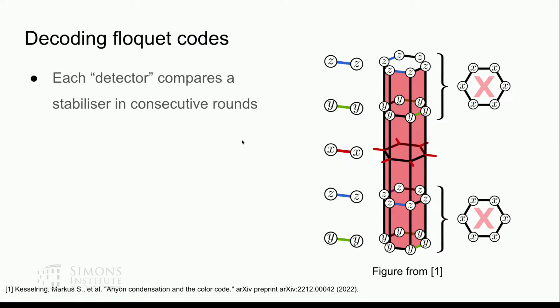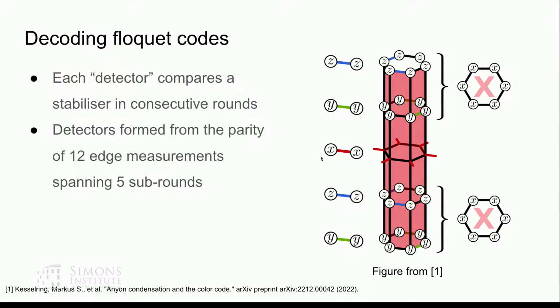And then, as Ben mentioned earlier, we can decode Floquet codes by defining these detector cells, where we compare 2 consecutive measurements of stabilizers. So here you can see that the detectors are formed from the parity of 12 edge measurements spanning 5 subrounds, where each subround is just one measurement of the edge operators. And so you can show that any physical error in the circuit will violate X-type or Z-type detectors. You can decompose this error model into a graph-like error model and decode it with matching, where the important error mechanisms violate at most 2 detector cells.